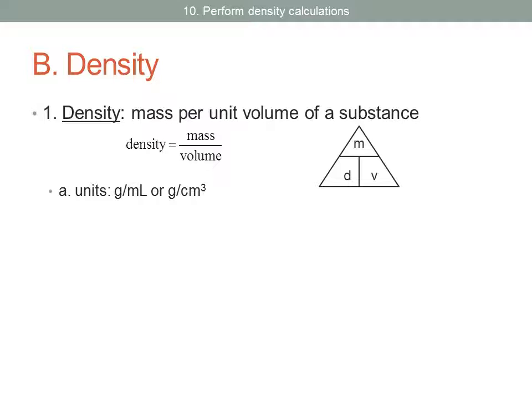The units on a density are most commonly in grams per milliliter or grams per centimeter cubed. Now a note about these two units: they're actually exactly the same. A milliliter is the exact same thing as a centimeter cubed.